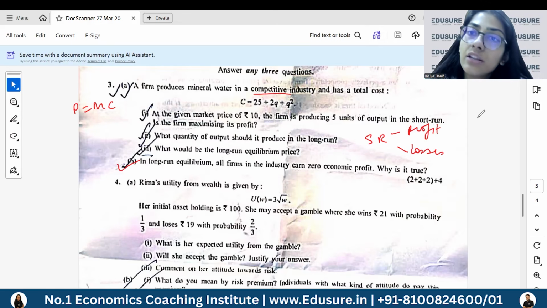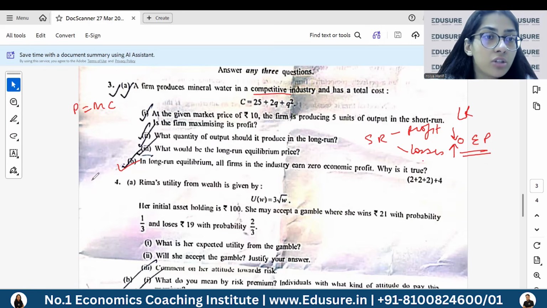अगर profit हो रहा है, then other firms can enter this industry, so profit will go down to zero economic profit. अगर losses हो रही है, then a lot of firms can leave the industry and वापस जो losses है वो कम होती जाएंगी till it reaches zero. So in the long run, you'll always have zero economic profit. Okay, that is the logic.